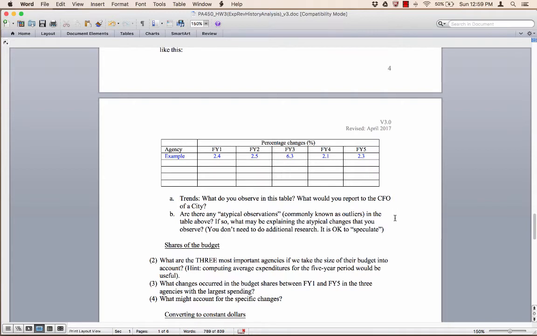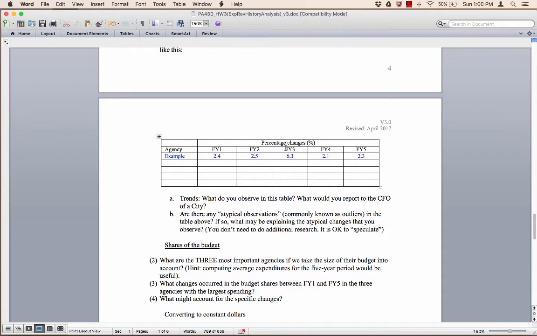The second question is asking you about outliers. Outliers are atypical observations that you observe in tables such as the one that you prepare for percentage changes. Let me give you an example. We have a percentage change of 2.4, 2.5, and then we have 6.3. Then it goes back to 2.1 and 2.3. Would you consider this 6.3 as an atypical change or an atypical observation?